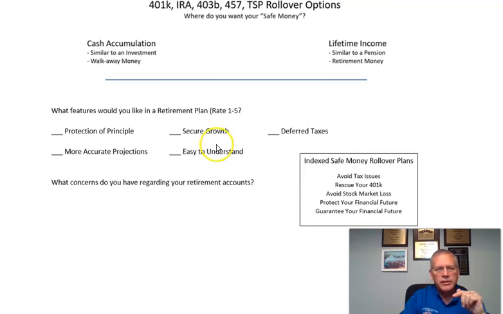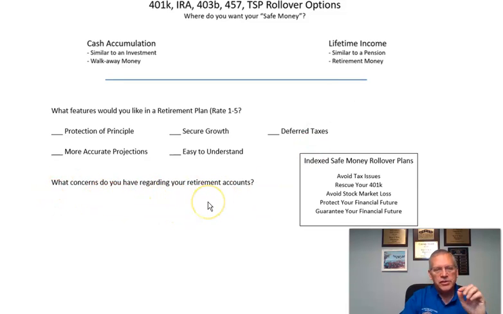Then I talk about, well, what features would they like in their retirement plan? And I have them score these. And what has happened sometimes, some people say, well, I think I want like the cash accumulation. So they look at this one, and then they start filling these boxes out, and they say, I think I'd like that lifetime income one. So this gets the conversation started with different options, and then the concerns they have.